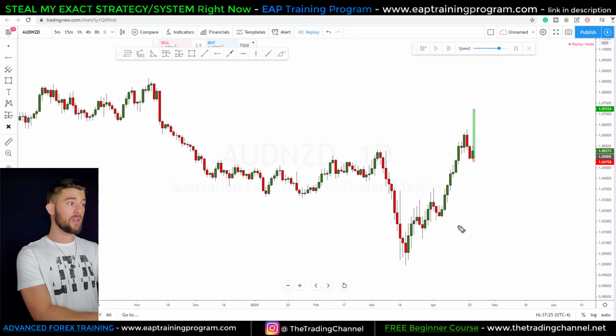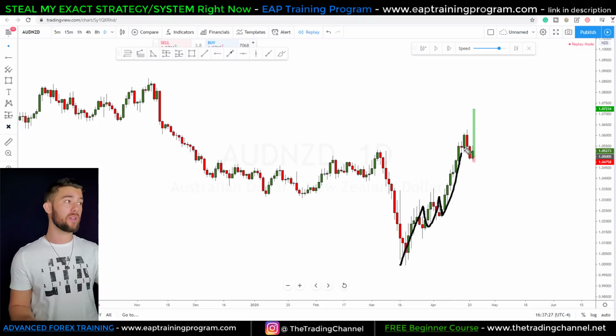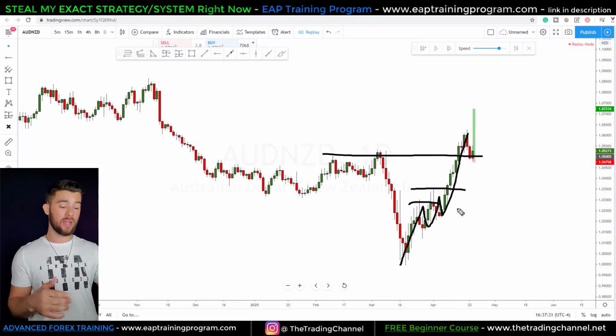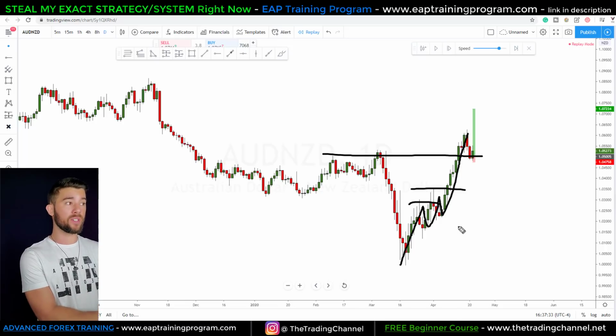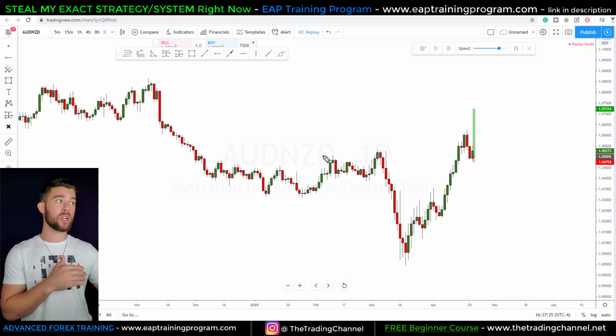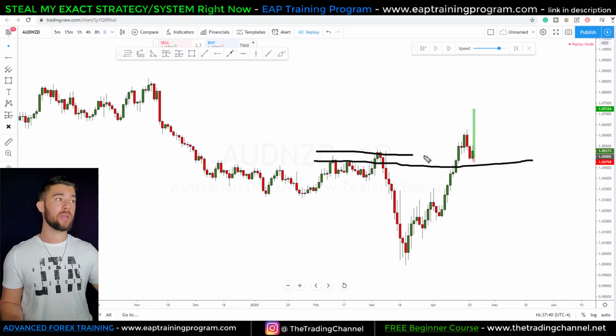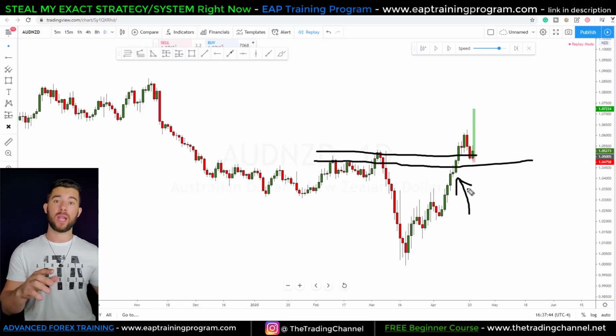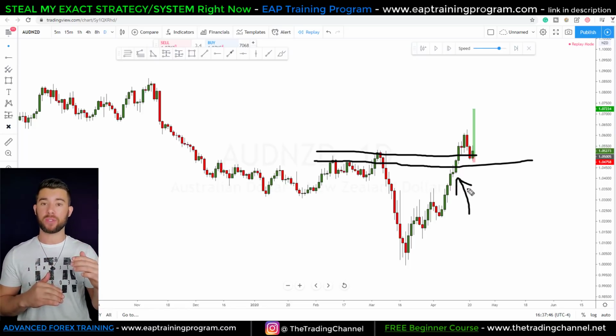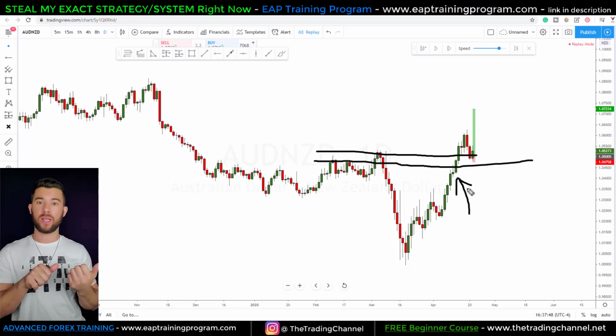On this chart, the Aussie New Zealand has started an uptrend. We have broken above levels of resistance, looking left. We have put in more than a 1, 2, 3 move. And what the market was doing at the time we placed this trade was pulling back into a previous level of resistance.